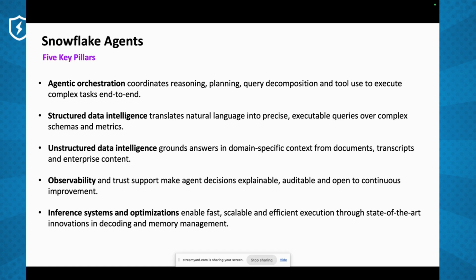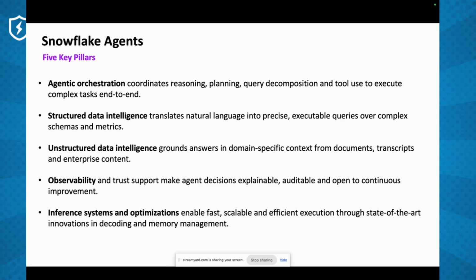The first and most important pillar is agentic orchestration. When you say orchestration, as the name suggests, it's all about coordinating reasoning, planning, query decomposition, and tools. So it's about an orchestration agent so that you can make sure the task can be run end to end. So the first pillar is orchestration. Then you talk about structured data intelligence. Structured data intelligence means that you use natural language, I can ask anything in natural language, and that will be converted into a SQL query. So it translates natural language into precise executable queries over complex schemas and metrics.